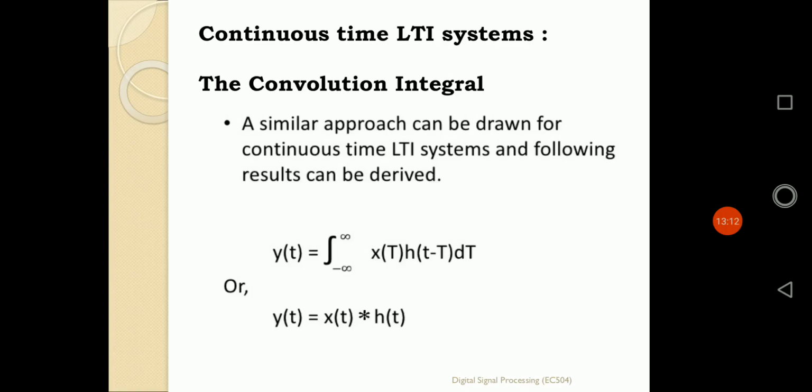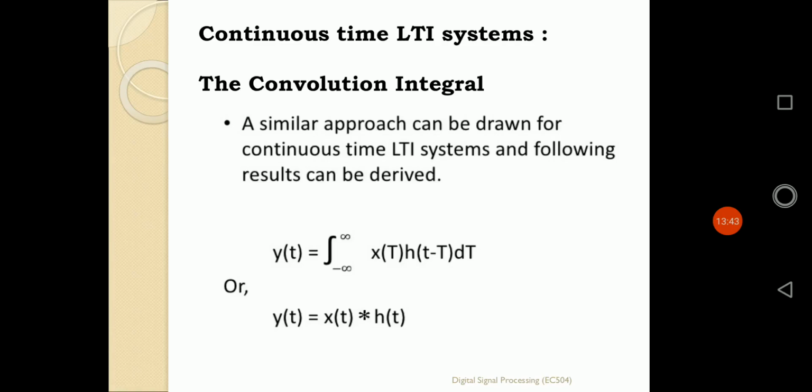A similar approach can be drawn for continuous time LTI system also, and the following results can easily be derived. In those cases, for discrete time it is defined by y of n is nothing but summation of x of k dot h of n minus k. But whenever we are doing it for continuous time system, in place of y of n it will be y of t. Summation will be converted here as integration. The range will be the same, from minus infinity to plus infinity.